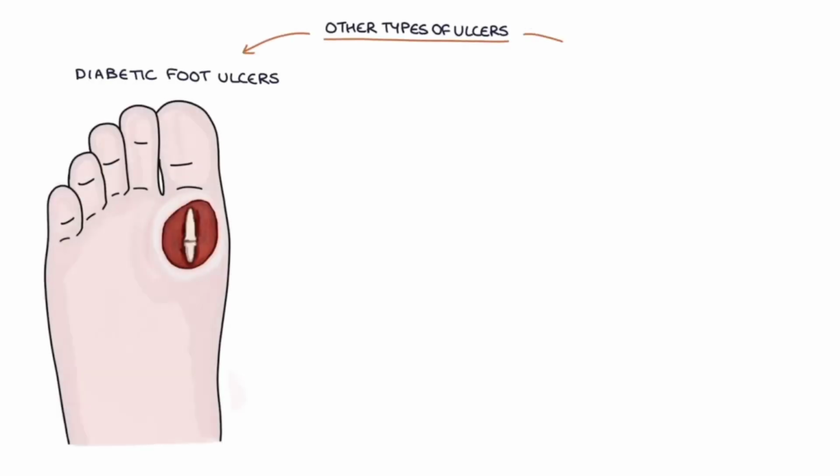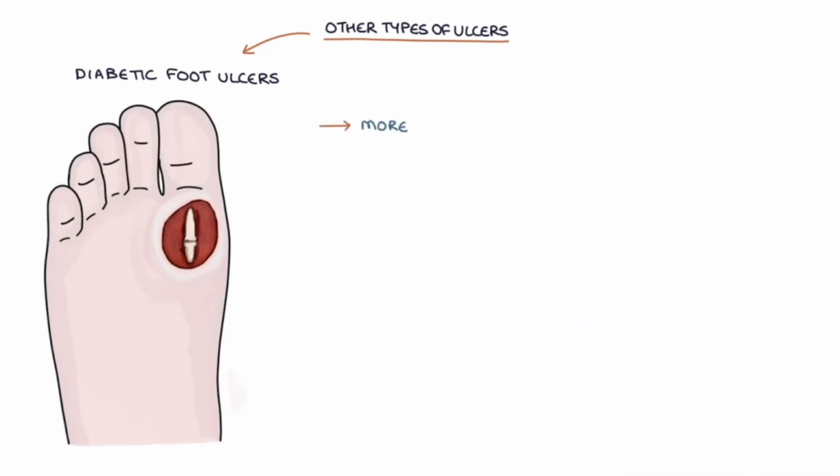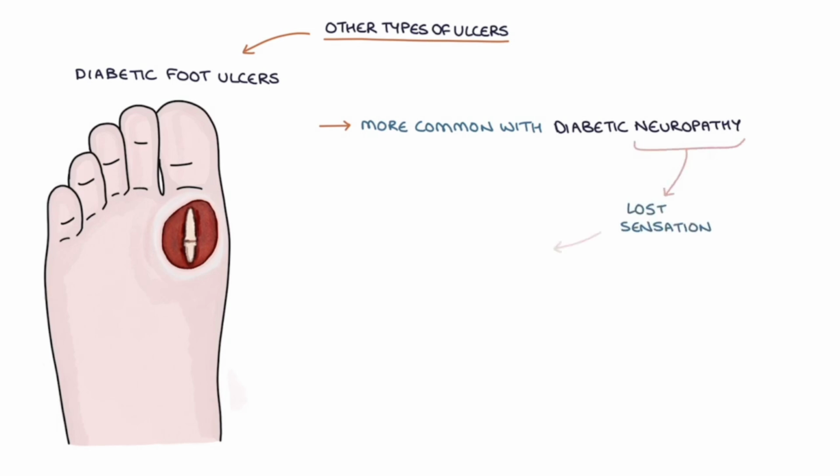Before we talk about arterial and venous ulcers, let's talk about some of the other types of ulcers, specifically diabetic foot ulcers and pressure ulcers. Diabetic foot ulcers are more common in patients with diabetic neuropathy. Patients who have lost the sensation in their feet are less likely to realize they've injured their feet, or they may have poorly fitting shoes that they don't realize are poorly fitting.